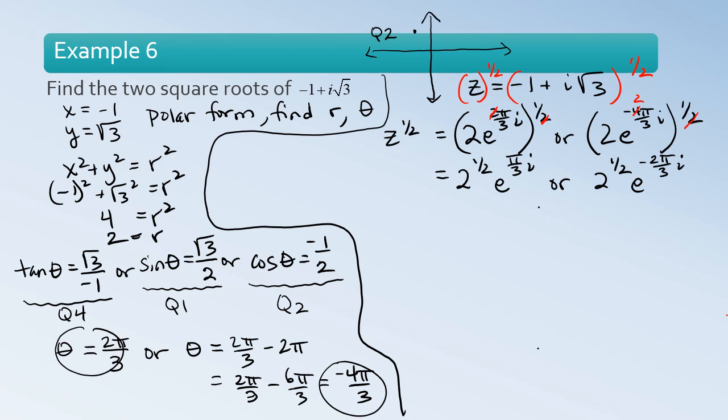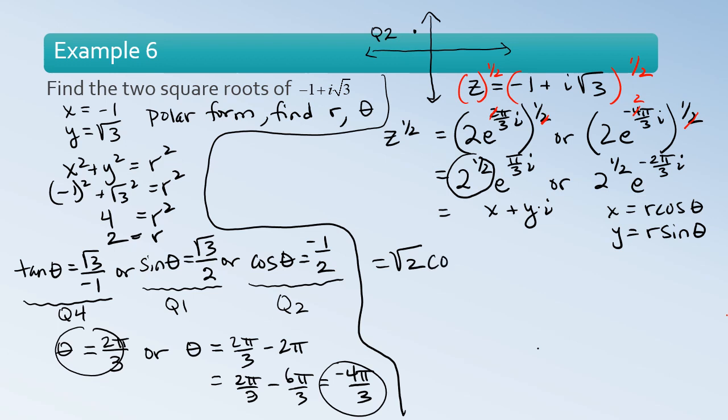The last thing that I'm going to do is put this back into x plus yi form. And if you remember, x is equal to r cosine theta and y is equal to r sine of theta. So my answers are going to be, let's see here, square root of 2, 2 to the 1/2 is the same thing as the square root of 2, times the cosine of my theta, which is pi over 3, plus the square root of 2 times the sine of pi over 3 with an I hooked on.